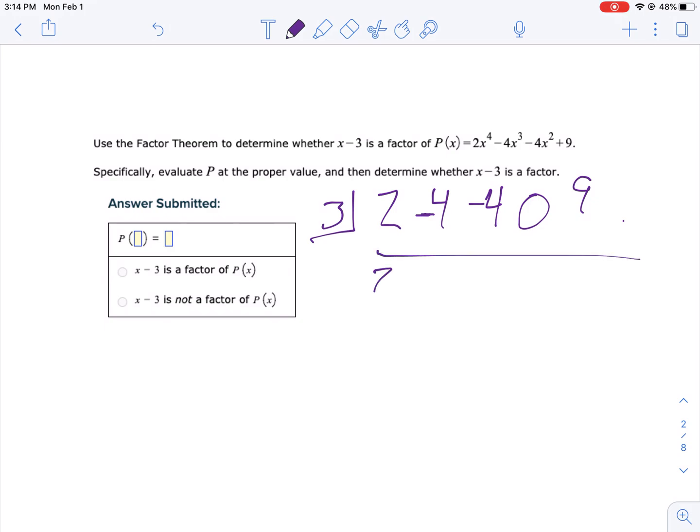Let's try that again. So 2 times 3 is 6. That'll be a positive 2. Times 3 is 6 again, which gives me positive 2 again. Times 3 is 6. 6 times 3 is 18, so I get 27. So P of 3 is 27. It's not a factor because the only time it would be a factor is if you got 0 for an answer. So this one is not a factor because it equals 27.